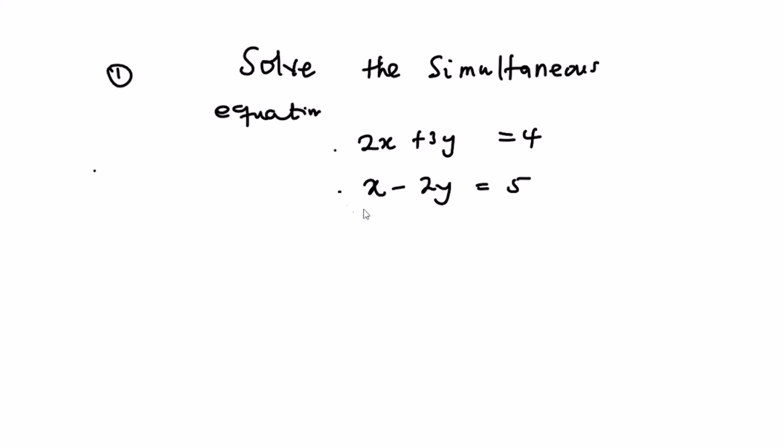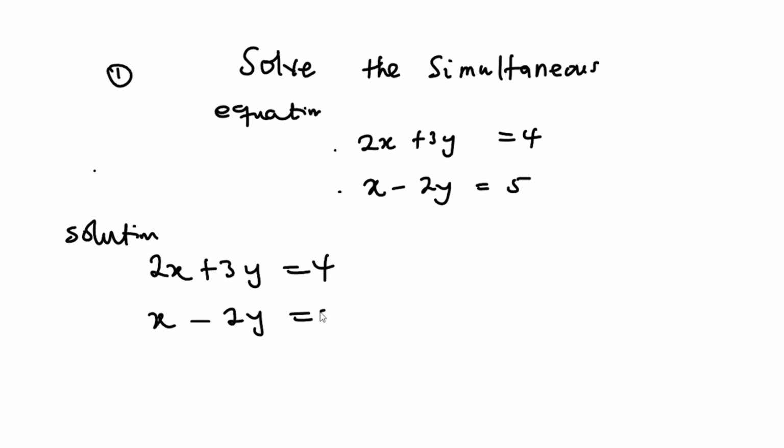So here we can obtain a matrix out of this. Solution: we have 2x plus 3y equals 4, then x minus 2y equals 5. What will be the matrix form of this? Okay, so what we do is write only the coefficients of the various variables. So we have 2, 3, 1, and negative 2.